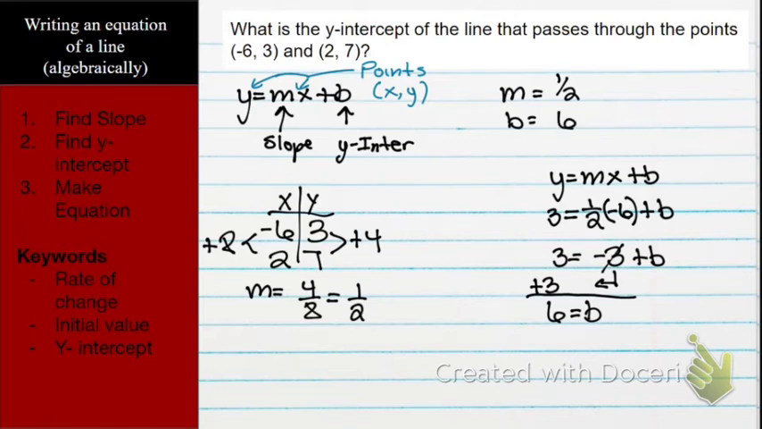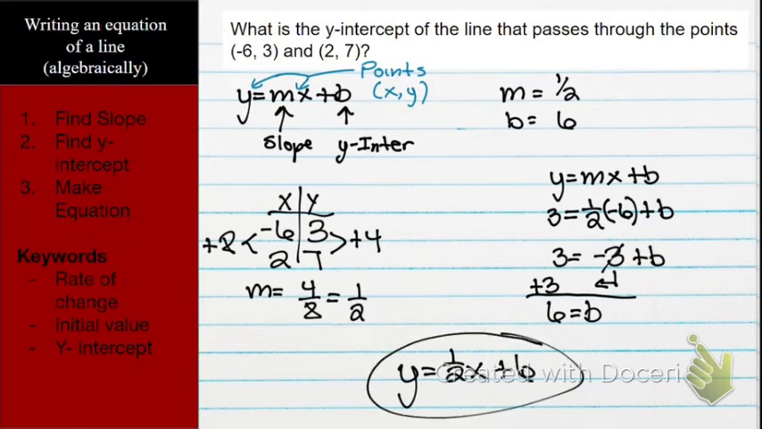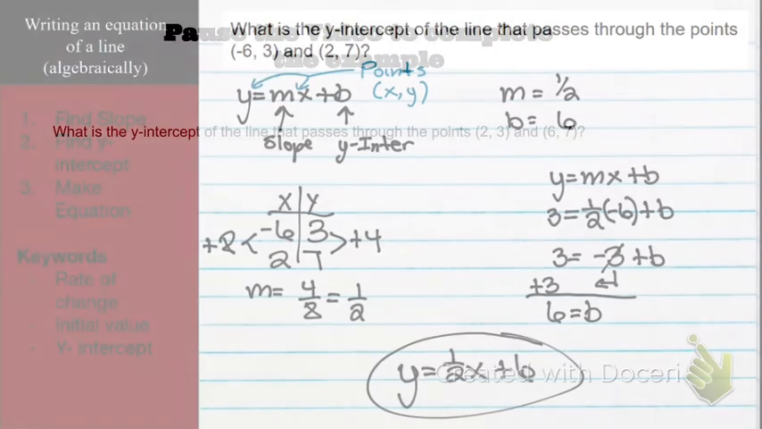So now I'm going to make my equation. We've got y equals 1/2 x plus 6. Okay, so that's that example with the 2 points. When we have 2 points, we've got to find the slope. After we find the slope, we plug in what we know into our equation, y equals mx plus b. Then we'll solve for the actual b, then we'll write our equation. So that completes that example.